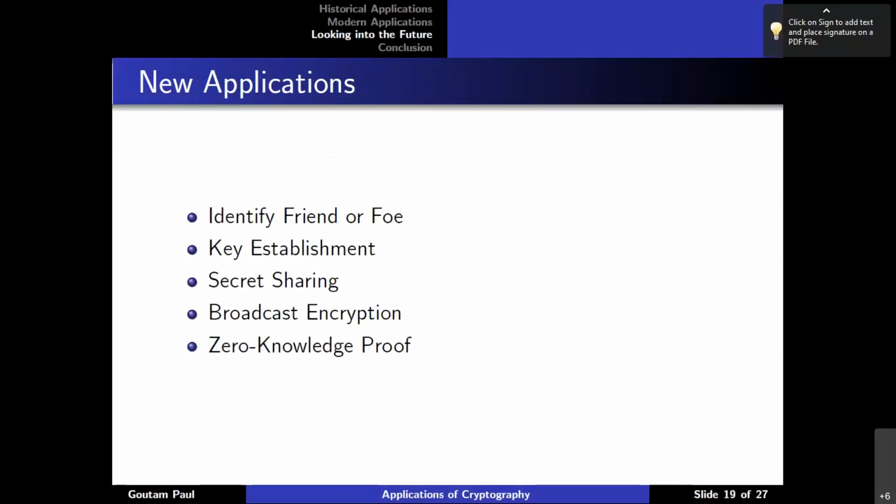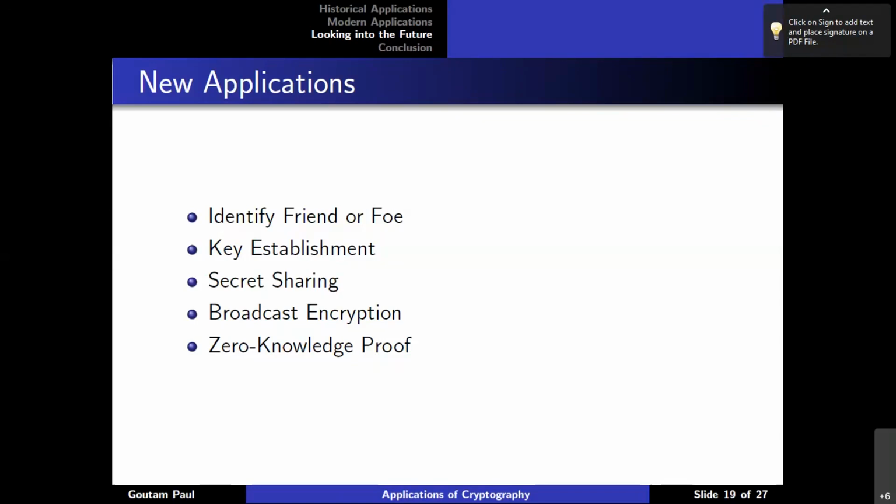Okay. So certain new applications are coming up. At the present date, these are like the future of modern day crypto systems. So, identify friend or foe. That is very typical in the army scenario or the military framework where you cannot distinguish a person by his or her external clothes or behavior or any kind of input. So you have to use a certain digital protocol to identify whether a particular individual is your friend or foe.